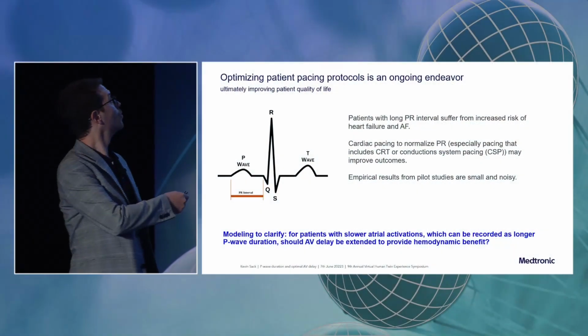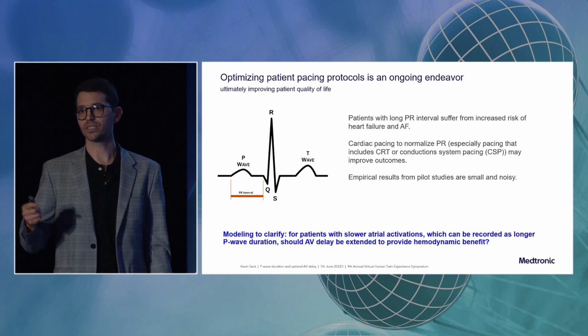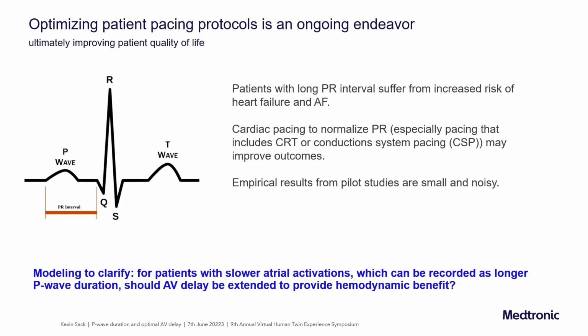So for instance, I'm going to go back just 1 second. For instance, we know that if the AV interval is too long, that can be really bad and gives patients an increased risk of heart failure, even atrial fibrillation. And so usually we're a little bit conservative about trying to normalize what that AV delay should be. So specifically what we're looking at is patients that have slower atrial activations. Can modeling create insights to tell us what their specific AV delay should be? Well, it's been really hard to prove clinically, but a model can isolate effects in a wonderful way. So let me show you that model that we're looking at.